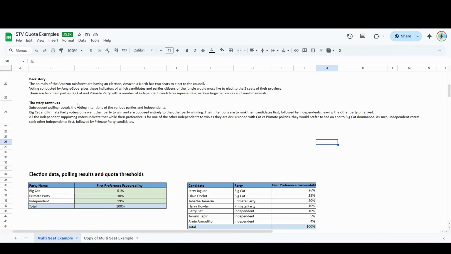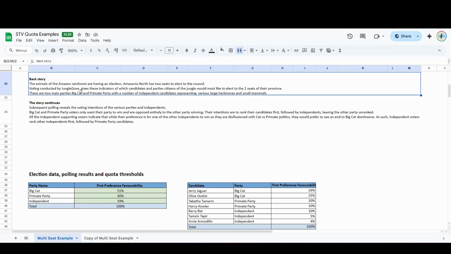I'll talk through this. This is a sheet I worked through a while back, and it takes us through just a couple of ways that this could work. Sorry, I just saw a question in the chat there.